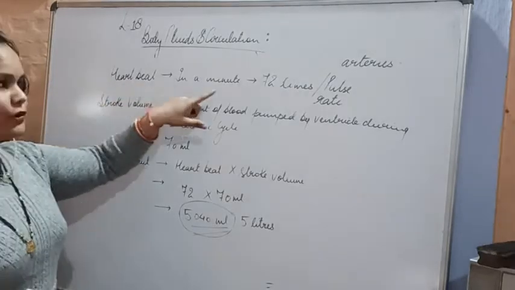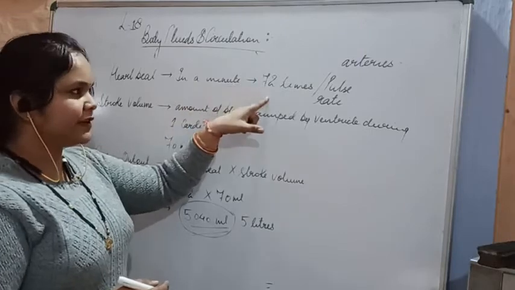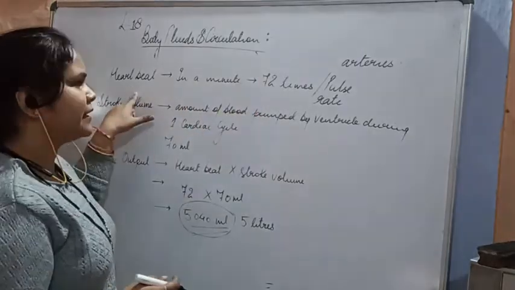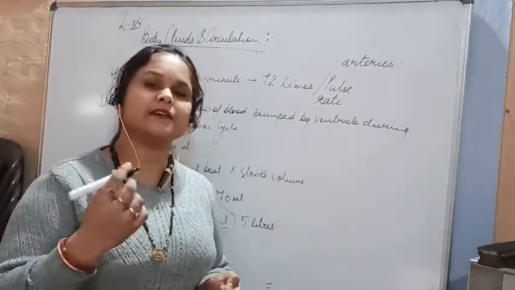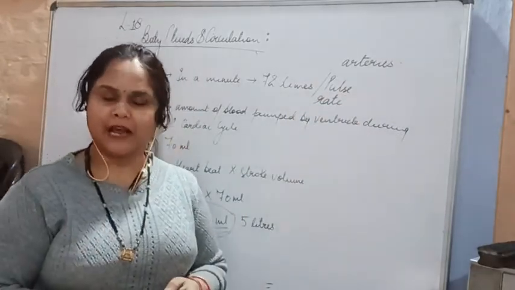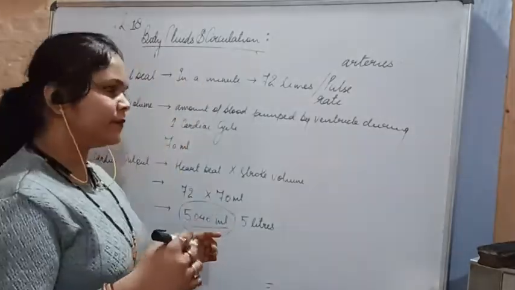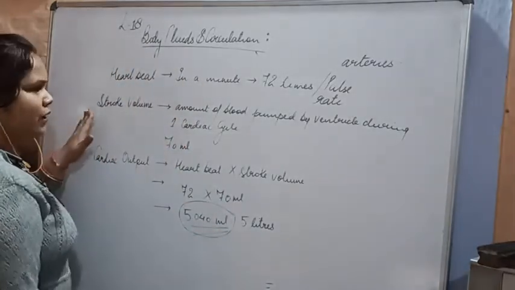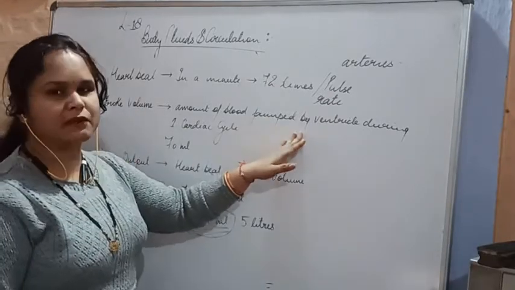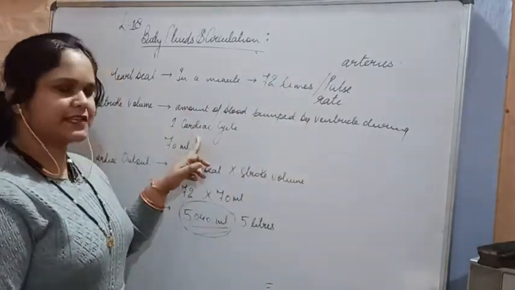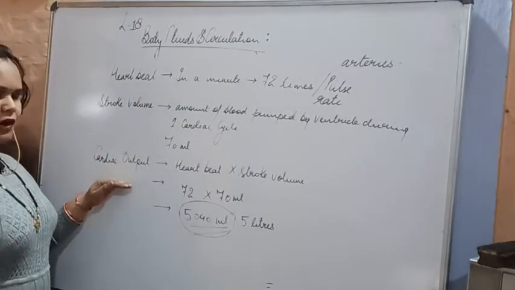In a minute our heart beats 72 times, and when this heartbeat is felt in the arteries, it is called the pulse rate, which is measured in our temporal arteries, brachial arteries, and facial arteries also. Now, what was the stroke volume? The amount of blood pumped by one ventricle during one cardiac cycle. It is 70 ml. Then we discussed the cardiac output also.